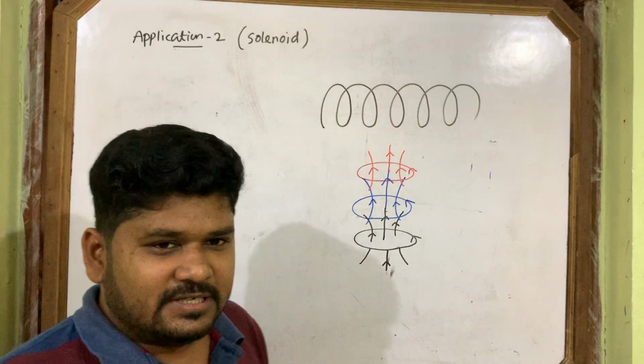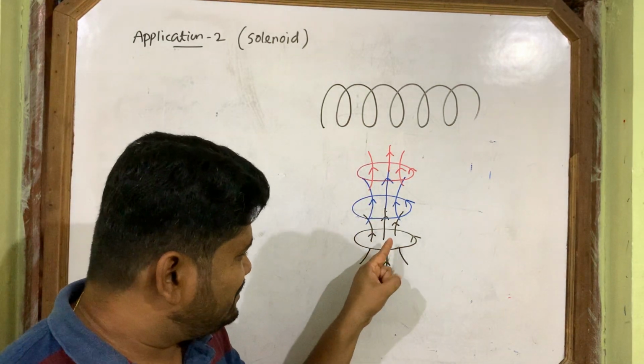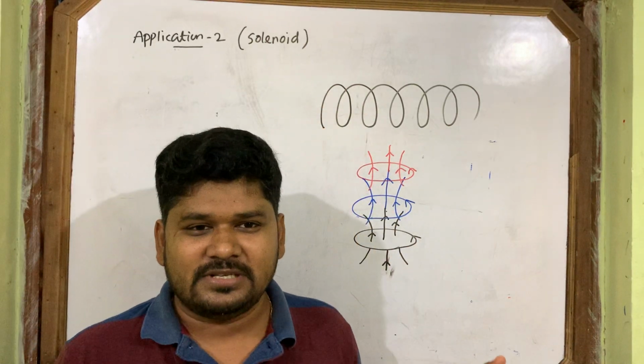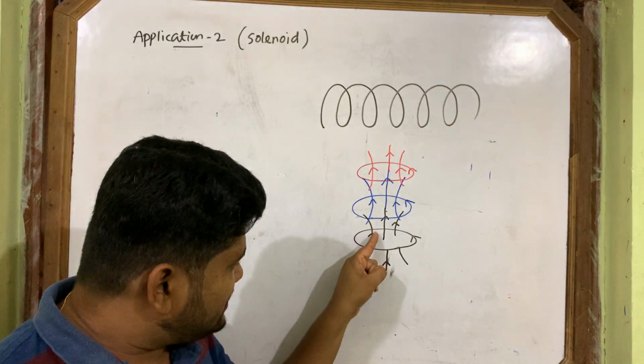So now you see here the middle line coincide: blue, black, blue, red. They now coincide and it becomes a continuous straight line. But what about other lines? This line is actually curved.